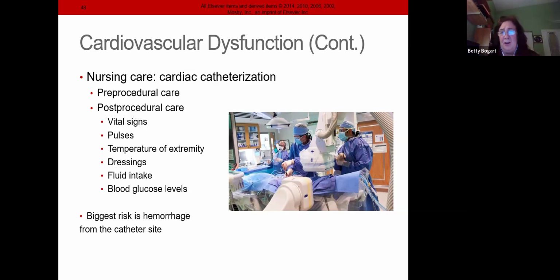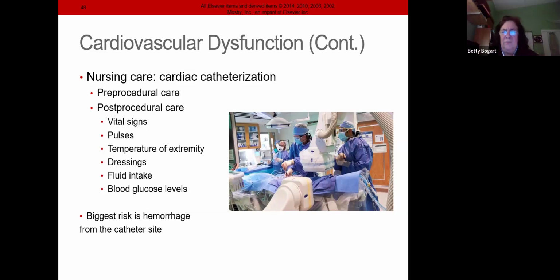What's the first thing I'm going to look at? Well, I'm going to look at their dressing, where they put in the right femoral artery, the right femoral vein, two catheters to do this cardiac cath. And there's a pressure dressing placed there because the biggest risk is hemorrhage from that catheter site. So making sure that dressing is dry is what we need.